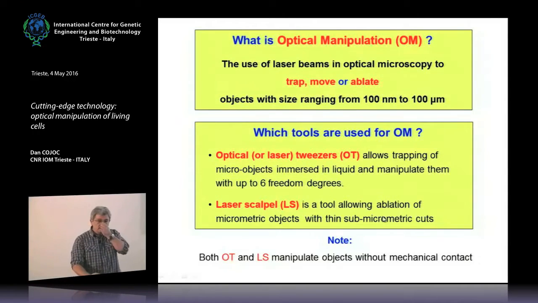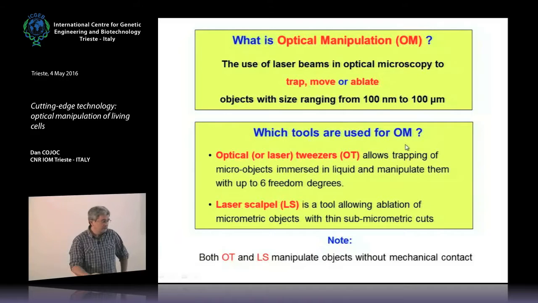Okay, in this talk by optical manipulation, we consider 2 things. We consider the use of laser beam in optical microscopy to trap, move, or ablate objects with size ranging from, roughly speaking, 100 nanometer to 100 micrometer. I say roughly speaking because they can be also smaller and bigger.